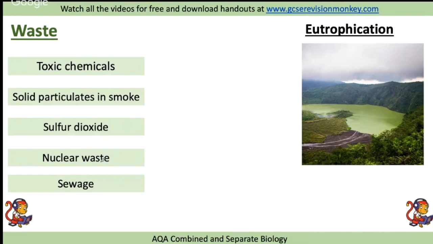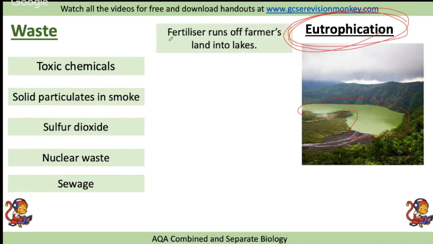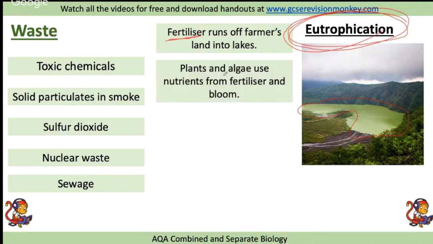Now, one of the ways that I want to dwell on, because it does come up sometimes, even though it's not made obvious in your spec, is eutrophication. You can see here we've got a really green lake, and that green lake is covered in algae. What happens is fertilizer can run off from the farmer's land, so lots of nutrients in the soil here going into the lake or the river. The plants and algae love those nutrients, so they use the nutrients from the fertilizer and they bloom and they multiply and they cover the lake.